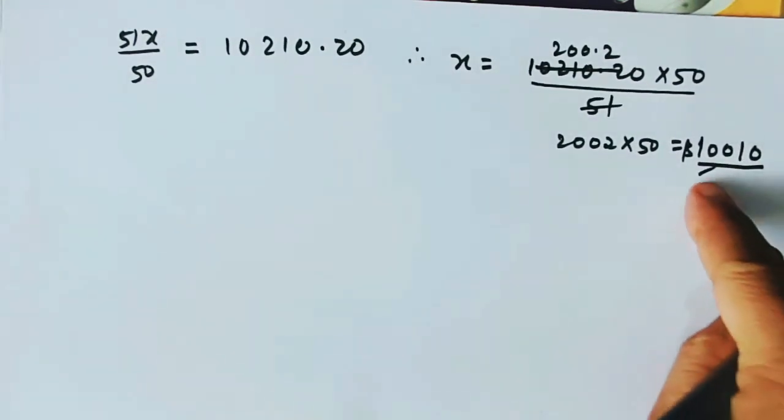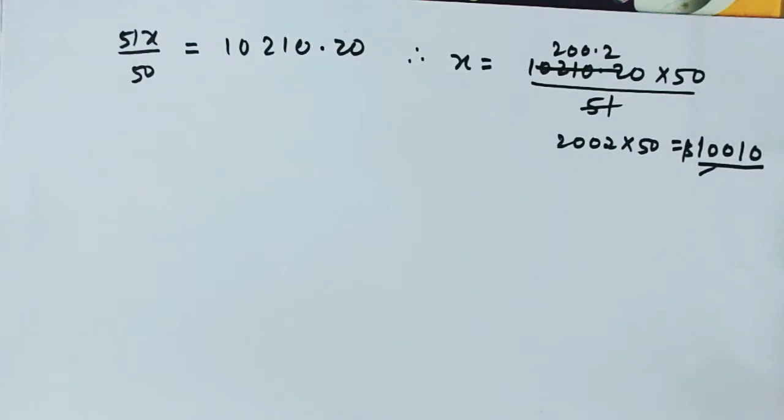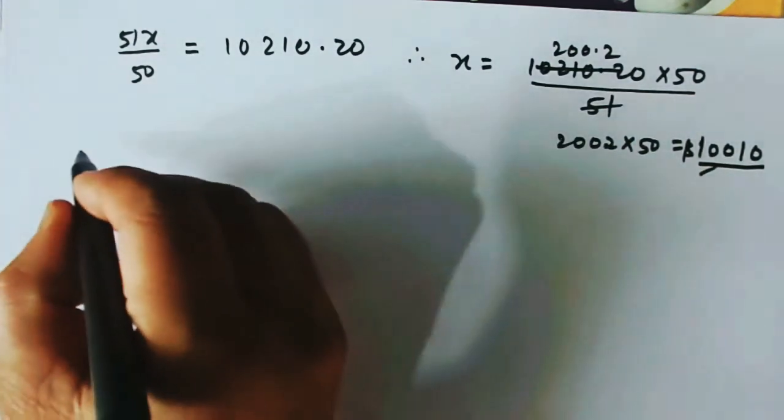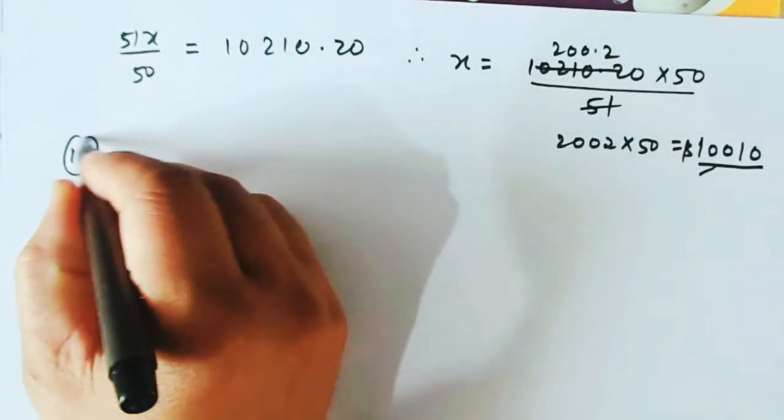So this is the principle they are talking about. Rupees 10,010 is the principal. Okay. Shall we move on to the next one? That is number 10. I hope you have understood this, my dear. So in number 10, what do we have?